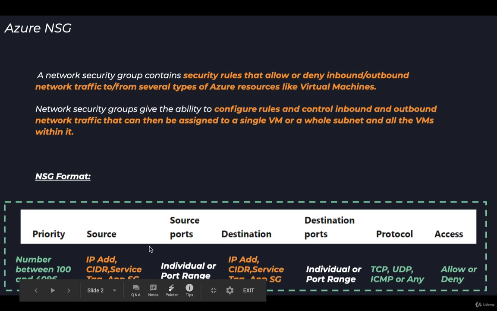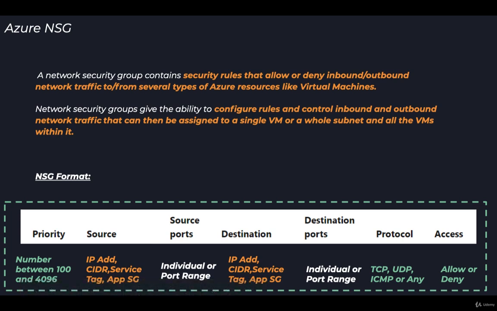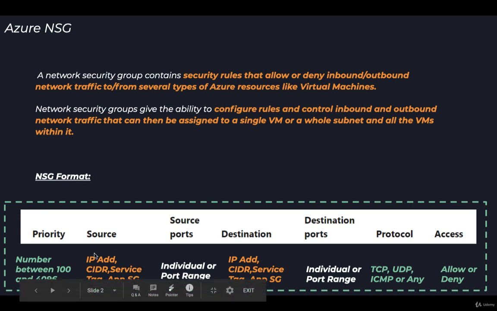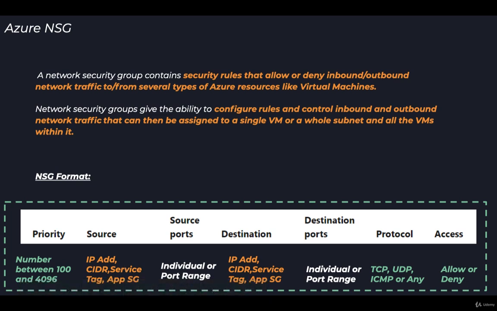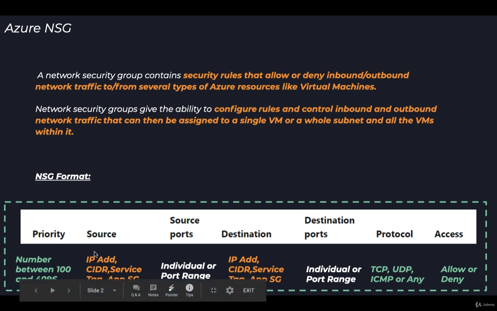So a service tag is like, let's say you want to allow traffic for a particular service, for a key vault, for a Cosmos DB, for a SQL storage service. In that case, you can use the service tag. A service tag is also useful if you want to allow traffic from an Azure load balancer or from a virtual network. So you can define all those within the source as well.